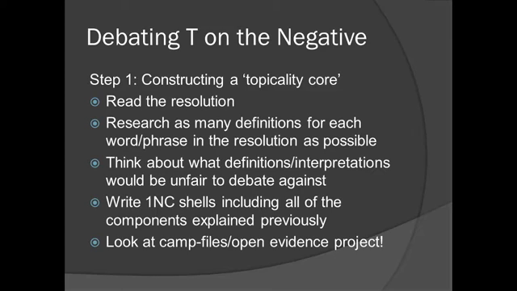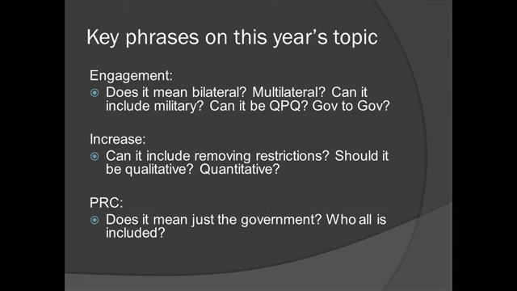And lastly, you should look at CAMP files and the Open Evidence Project as good resources for you to determine what common topicality violations are out there in order to get you started on understanding what the different words and phrases in the resolution can mean. So key phrases on this year's topic to keep in mind are engagement, increase, and the People's Republic of China. Now, obviously, you can also interrogate some of the different words, but I think that these are ones that are very unique to this year's resolution and ones to keep in mind.